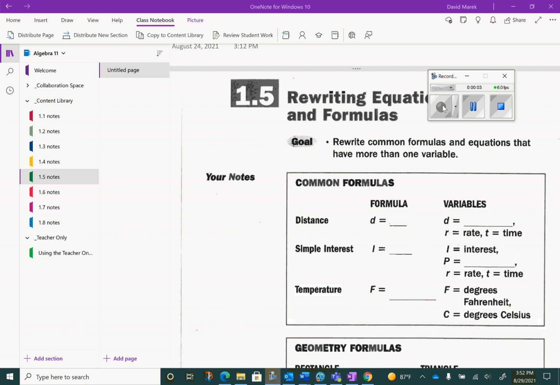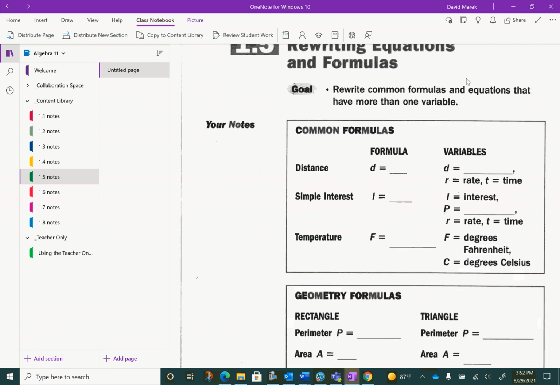Let's take a look at section 1.5, rewriting equations and formulas. So we start with some common formulas. You may know, you may not know.